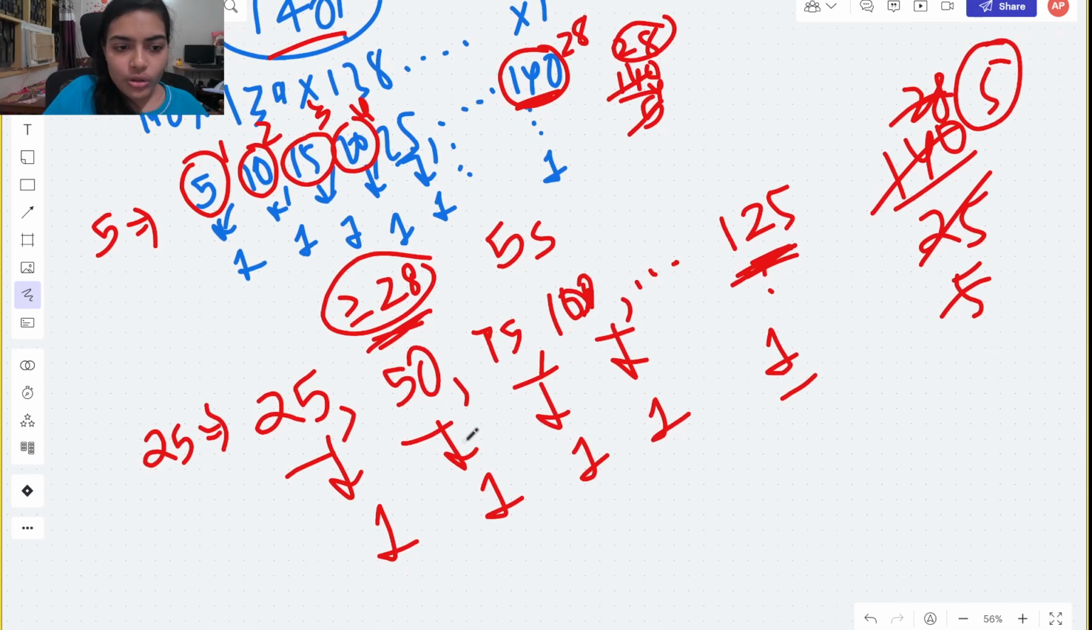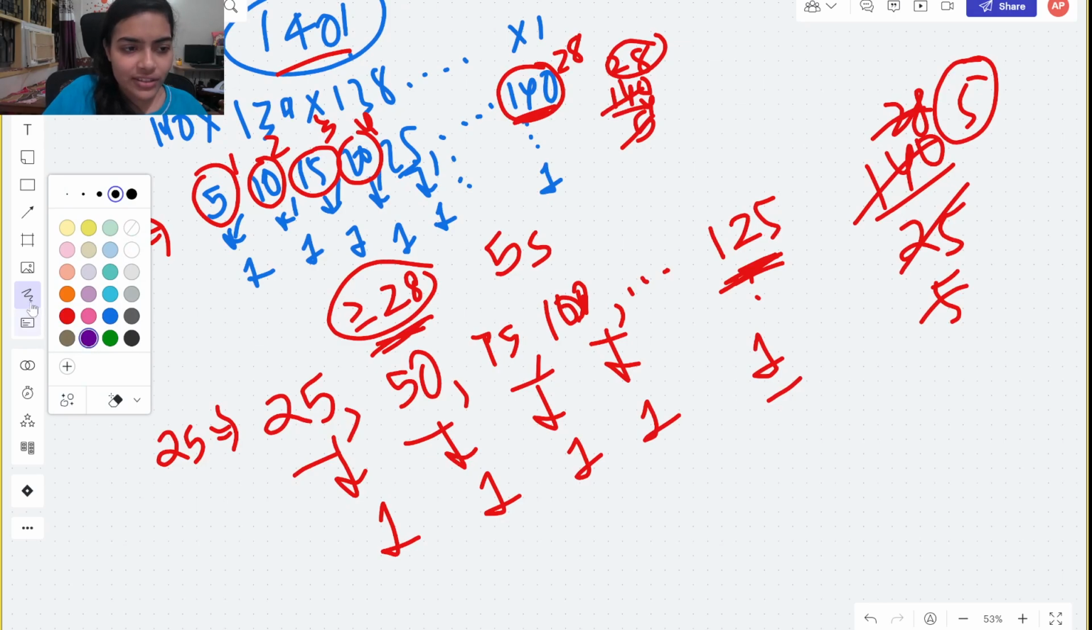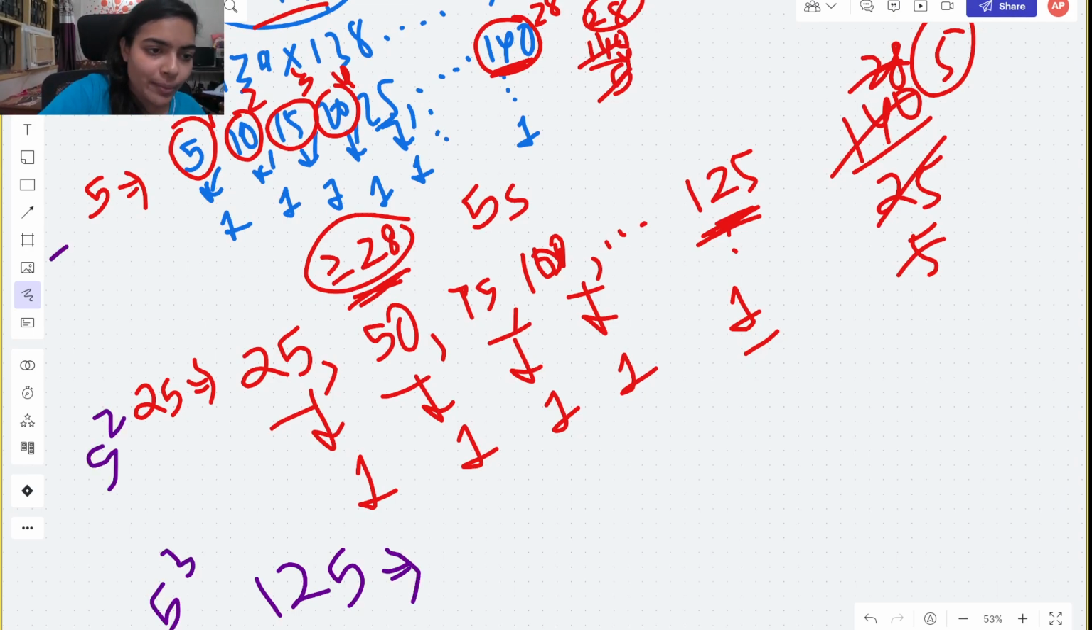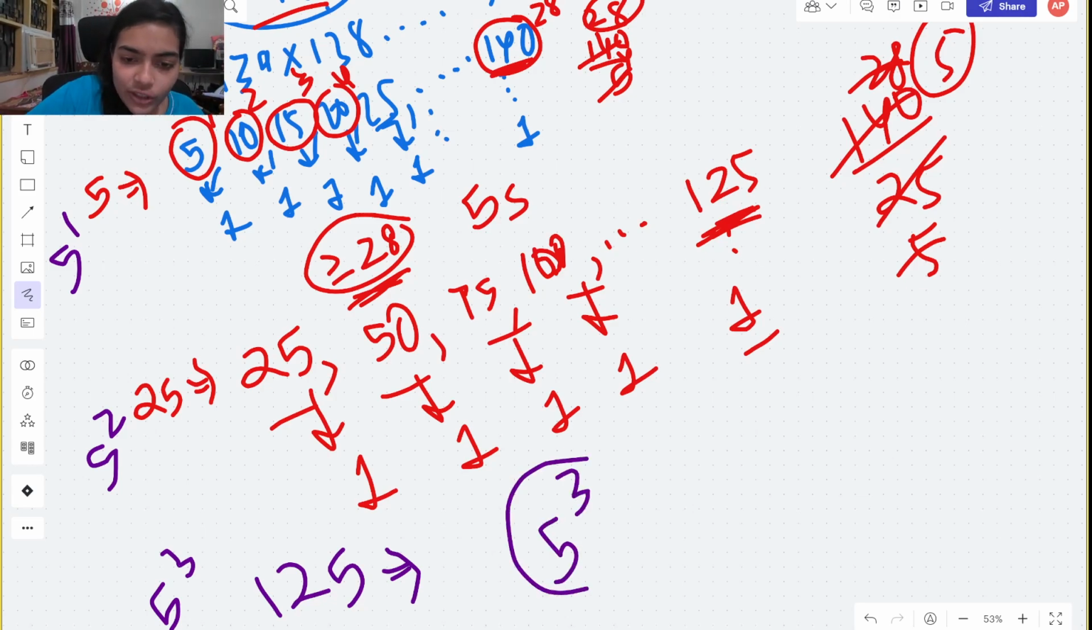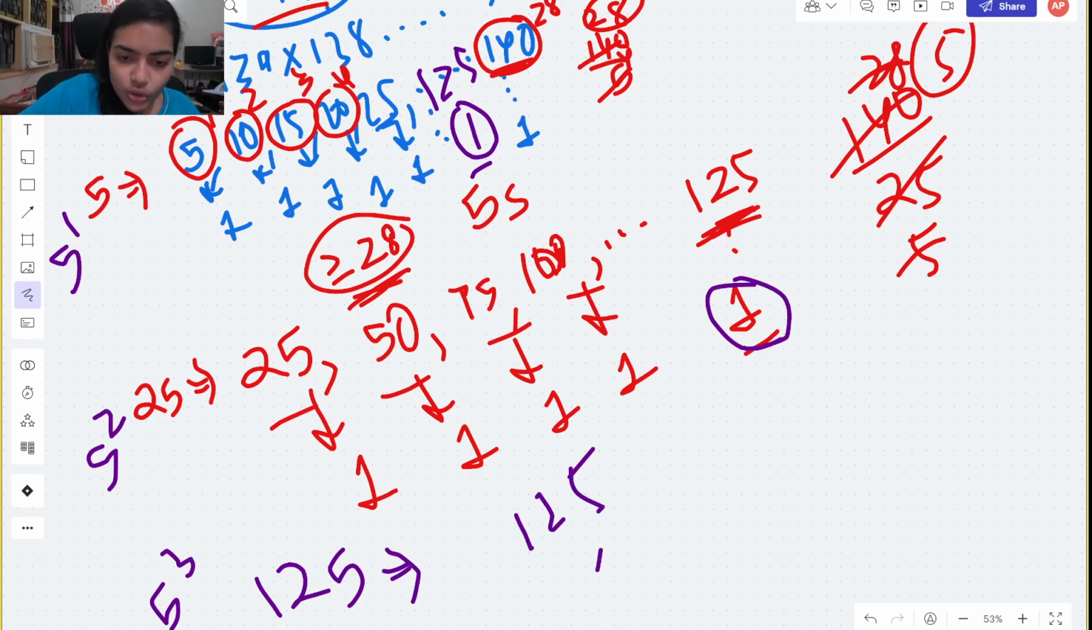Okay. Now is it over? It's not over, because now you have 125 also, right? 125 is 5 cube. This was 5 square. This is 5 power 1. Now 125 is actually 5 power 3. But for 125, you have only calculated 1 5 here and 1 5 here. But 125 is actually 5 power 3. So 1 extra 5 you have to calculate again.